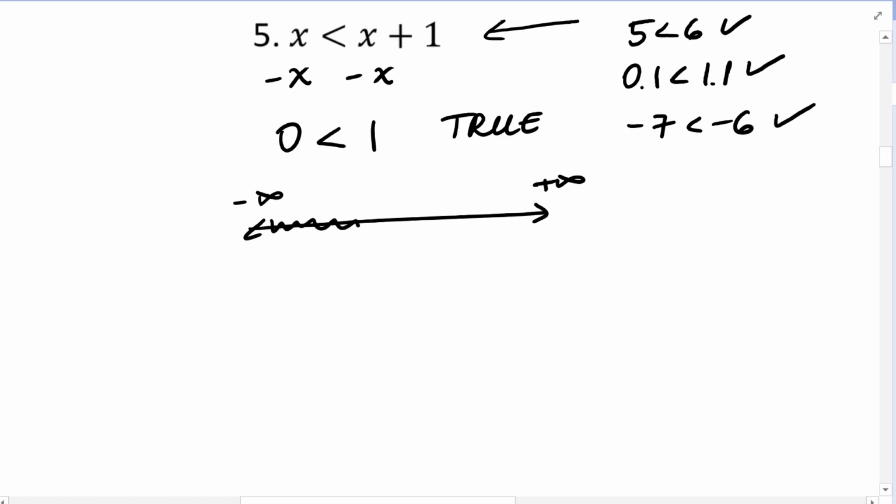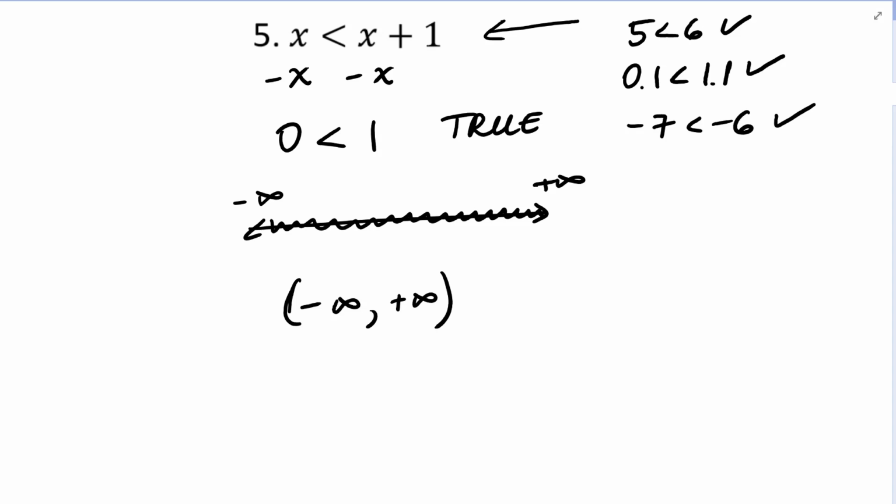So I'm going to shade everything. And so this would be the graph. And in interval notation, we would write the solution as negative infinity, positive infinity. We always use parentheses to reflect that endpoint at infinity.